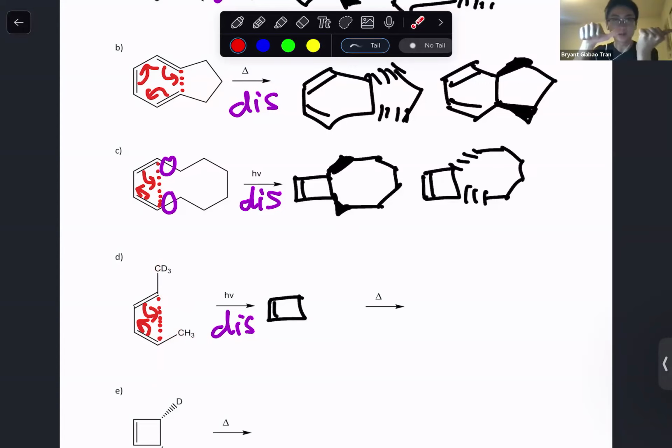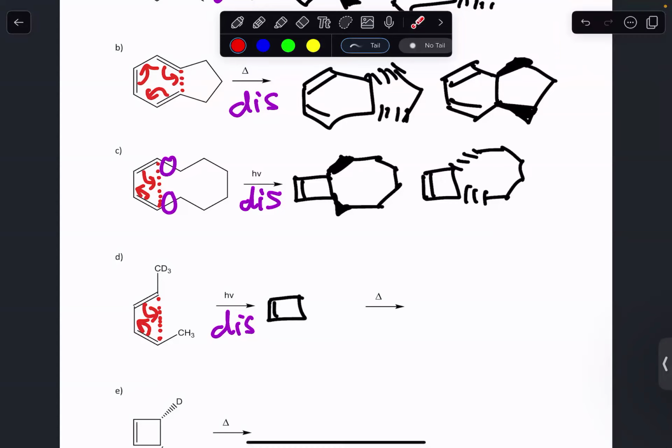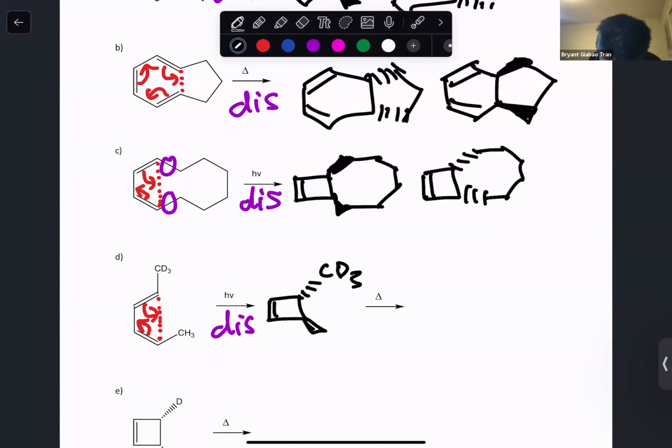So let's start our thumbs in the same direction. It doesn't matter, it could be this way or this way. I'm going to do this way here. They're disrotatory, meaning that one is going to rotate clockwise and the other counterclockwise. So we end in the trans configuration where one is a wedge and one is a dash. So let's say this is CD3. I make that a dash, and I make this a wedge. And we could say plus enantiomer.